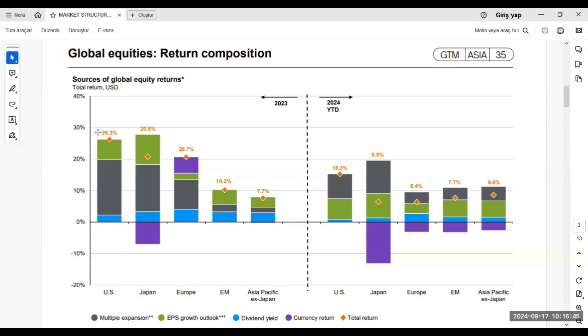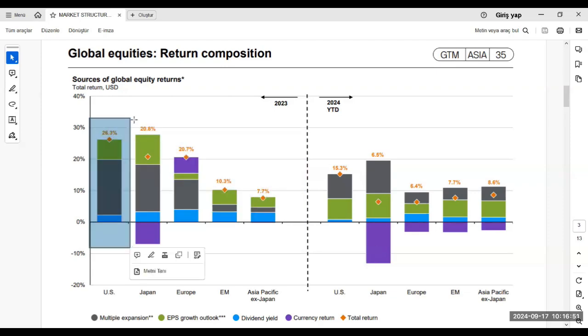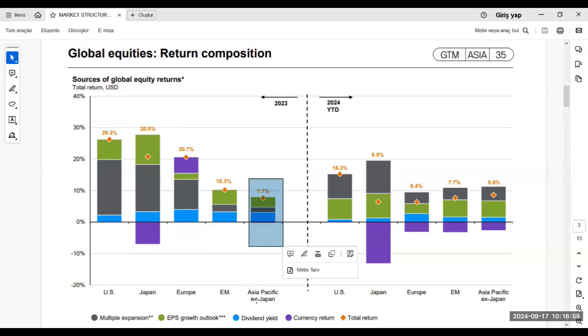So if you look at these 5 different markets, here as you see, United States, Japan, Europe, emerging market, and Asia Pacific, but excluding Japan. When I say Asia Pacific excluding Japan, even Australia, Hong Kong, China, Thailand, Philippines, Malaysia, Indonesia, all are included. Just Japan is excluded, the APAC region. Okay. And this black bar shows the multiple expansion. The green line shows the earnings per share growth.